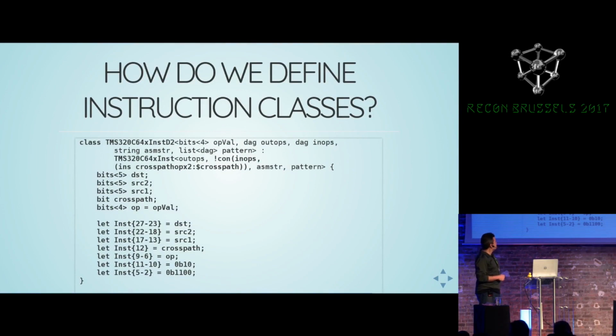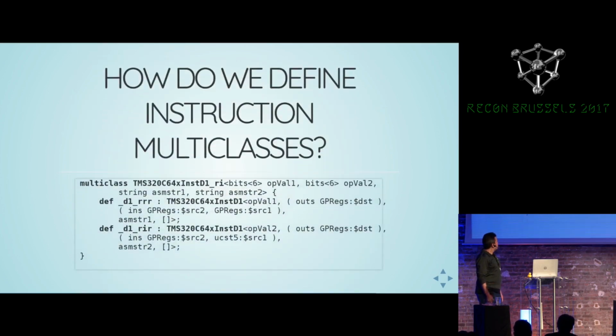This is another example. It has also the crosspath. It's for some instructions that use the crosspath, like add and and. Instruction multiclasses are actually something like templates. You define an instruction multiclass when you have two or more instructions that are similar. In this example, you have two instructions that are similar, but their only difference is that this one has a general purpose register as the first source operand, and this has a 5-bit unsigned constant.